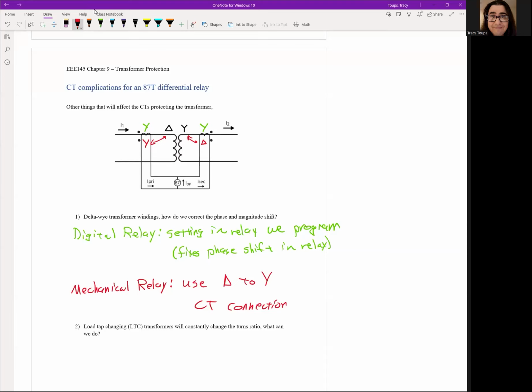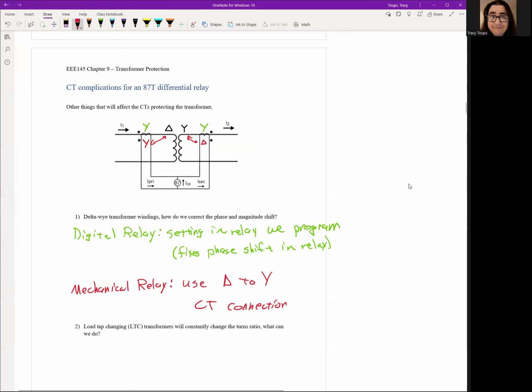Again, this is a very old system. 95% of the system in today's world is digital relays, and we do Y connected CTs across a whole system. But you might find an archaic 1960s relic substation. Don't be super amazed, or don't be shocked, if you see a delta connected CT on a Y delta transformer. Okay, that's all I want to point out.